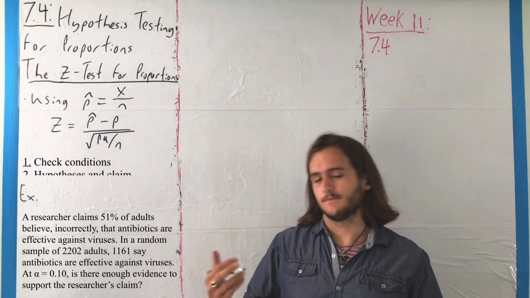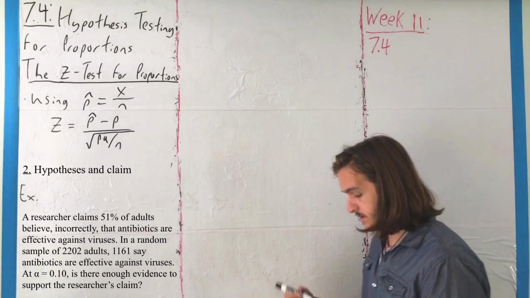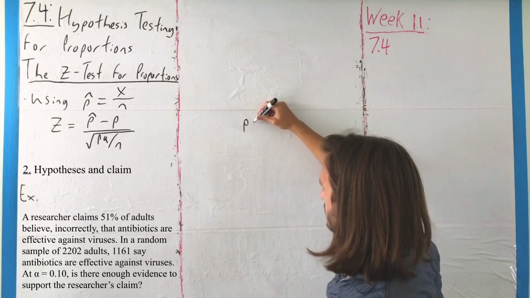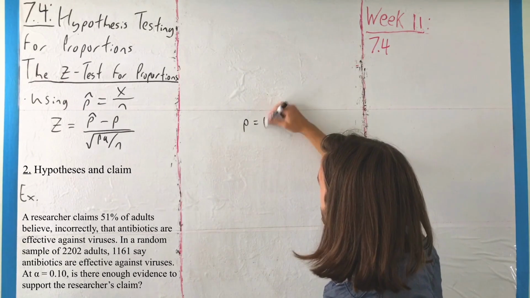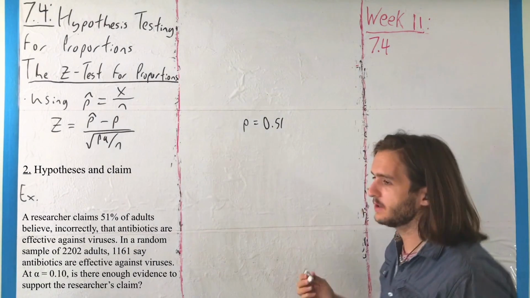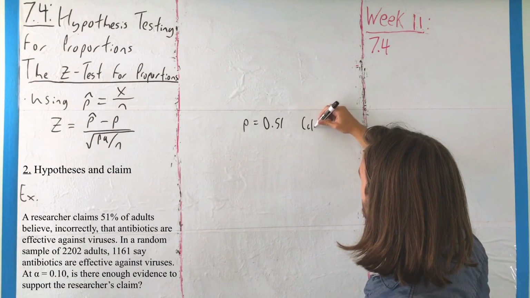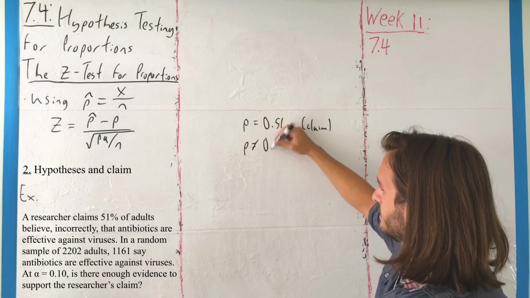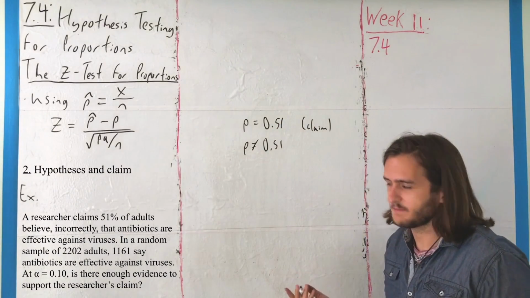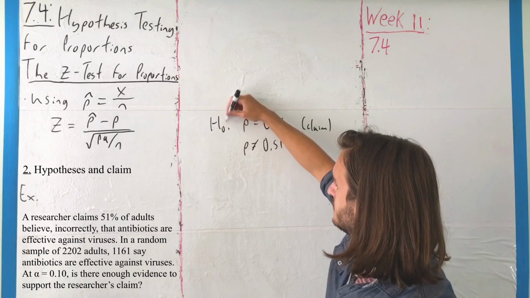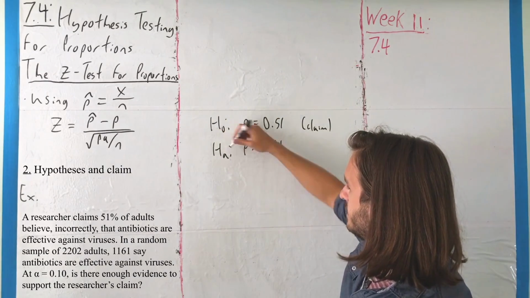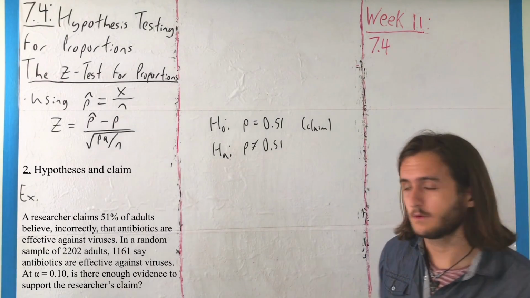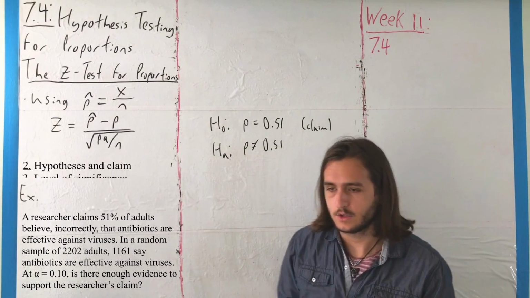Going on to more thoughtful things, we want to talk about our hypotheses and claim. We are working around the researcher's claim that 51% of people have this misconception. The opposite of that is that it's something else. So the null is our claim, and the alternative is its alternative. So actually, I should have been a bit more careful with my wording when I was first talking about that value for the level of significance.